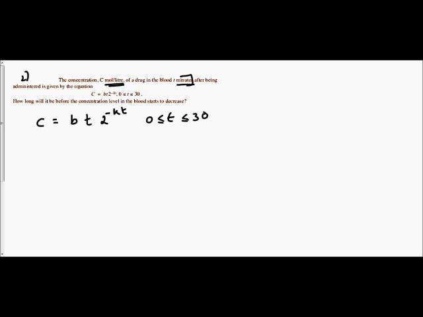How long will it be before the concentration level in the blood starts decreasing? That means usually once you administer, the concentration increases. You start administering and you give more and more of that particular medicine, and then once it's no longer administered, it starts decreasing in the blood. So this is the point in the question now. What is this point when it starts decreasing?